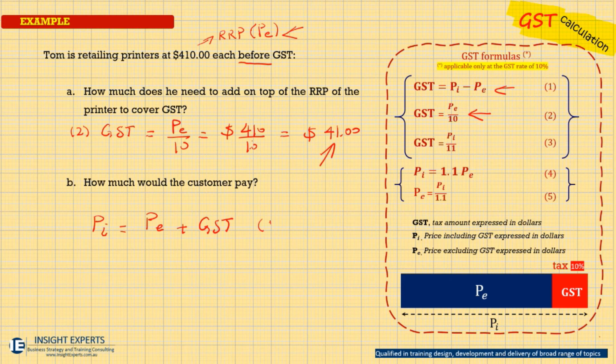So from equation number 1, or you can actually do it also from equation number 4 as well. Equation number 4, PI equals 1.1 times PE. It's $451, which is what the customer would have to pay in total.